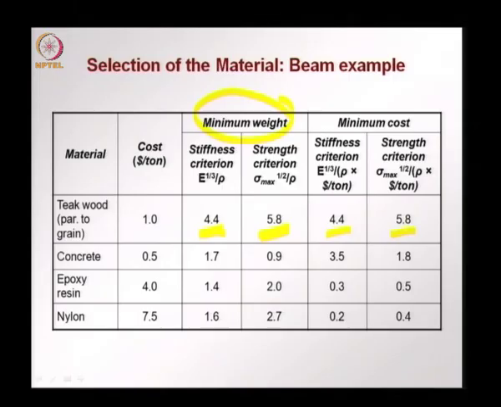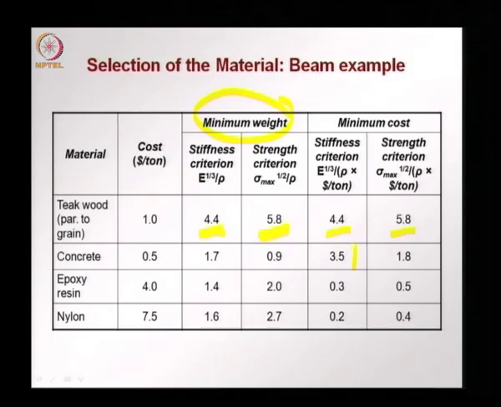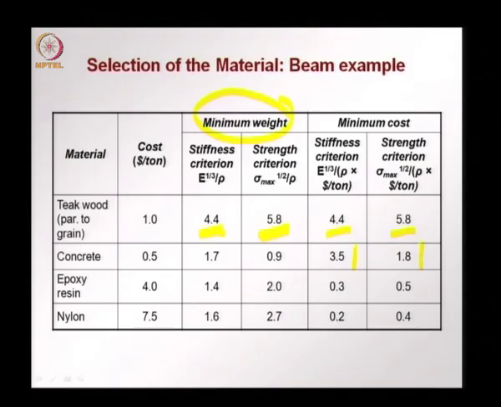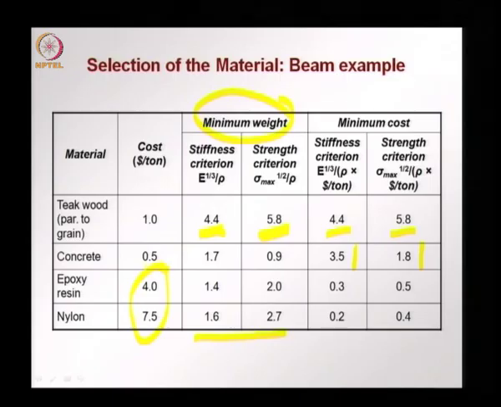In terms of concrete, we find that when we are talking about cost, it comes out quite well compared to steel in both cases of strength and stiffness. Other materials like epoxy and nylon do not do very well, because even though they may have better mechanical properties, their cost is quite high, and that brings down their usefulness when we want to minimize the cost.